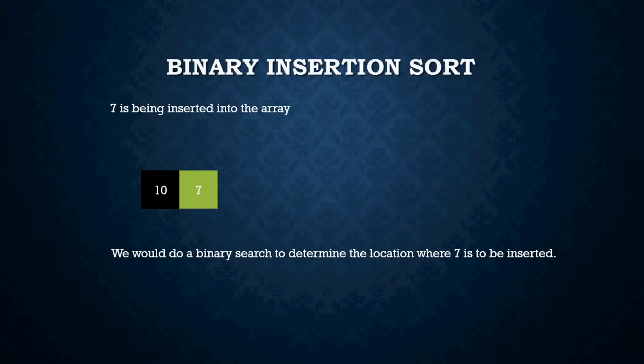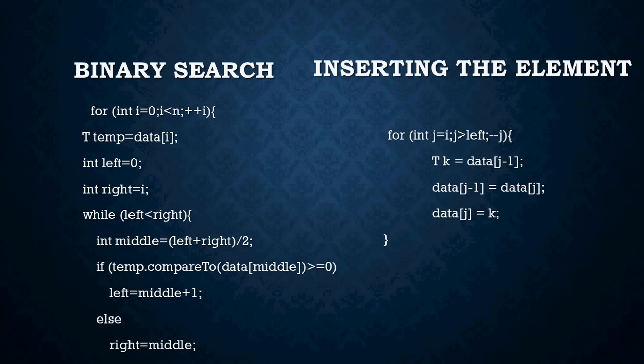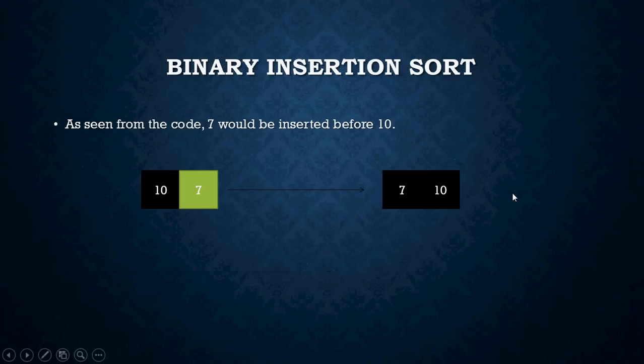Next we have 7, and it's inserted into the array. Now we need to do a binary search to determine the location where 7 is to be inserted. The implementation for the binary search is actually quite standard. We have the implementation of the actual binary search here, and the implementation for inserting the element, which is in a sense actually swapping the indices, which is shown here. So we have a binary insertion sort, and the search tells us that 7 is to go before 10, and that is exactly what is done.